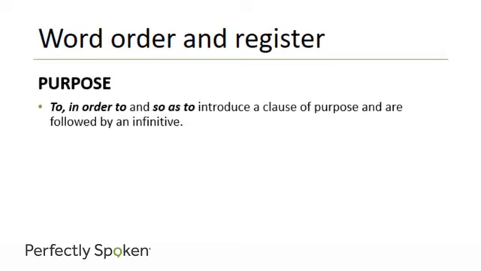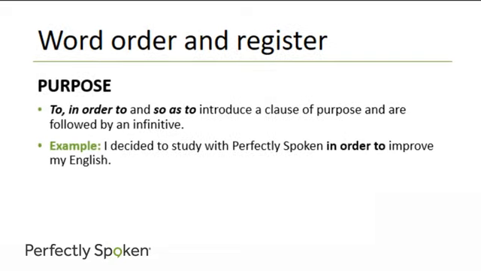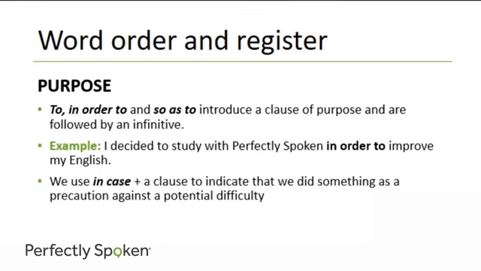We're looking now at purpose. To, in order to, and so as to introduce a clause of purpose, and they're followed by an infinitive. For example, I decided to study with Perfectly Spoken in order to improve my English, or so as to improve my English, or simply to improve my English. Okay, all of these are possible.